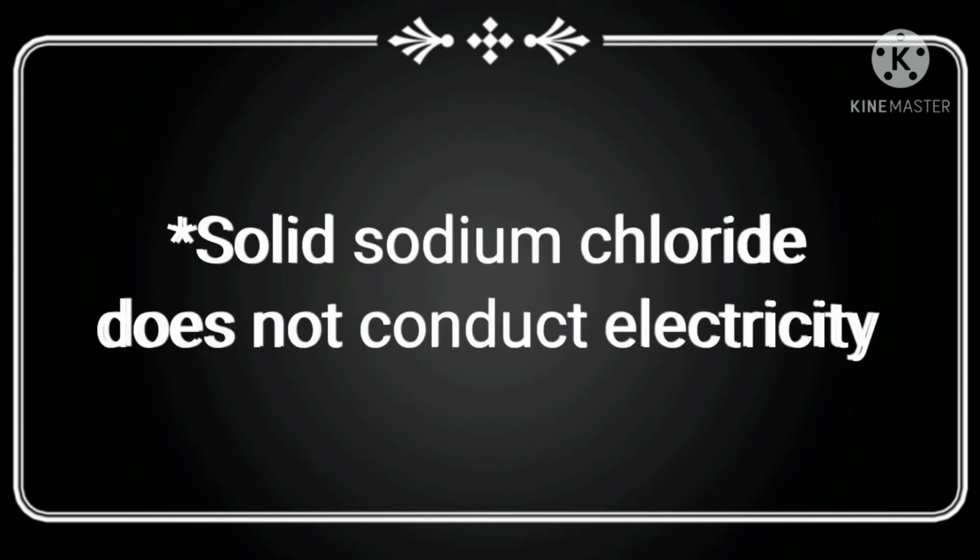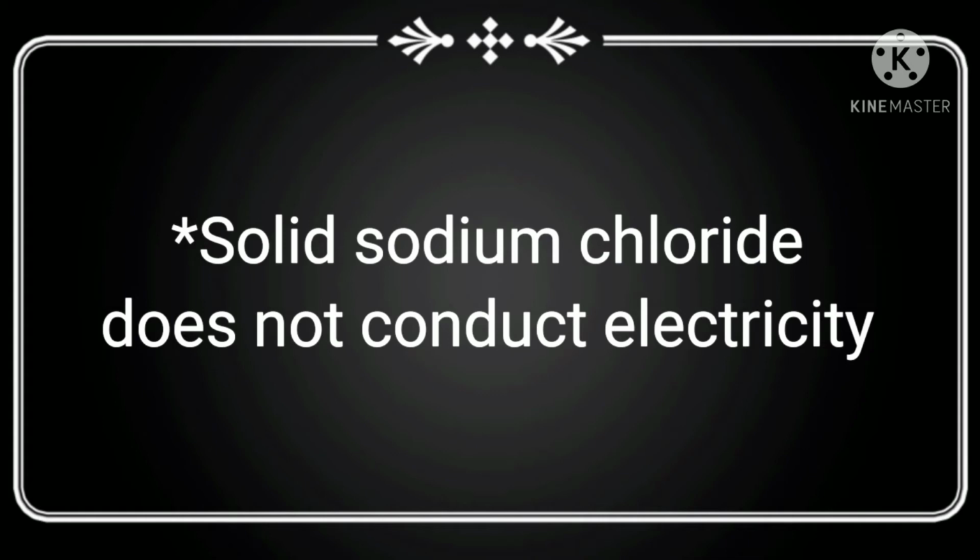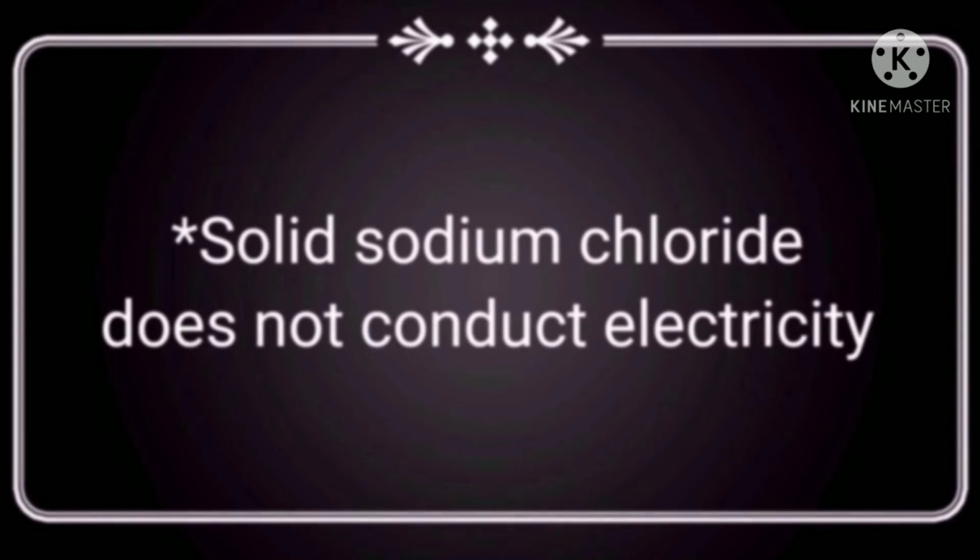Okay. Let us learn some important points. Solid sodium chloride does not conduct electricity. Sodium chloride is an example of an ionic compound. Sodium is a positive charged ion. Chlorine is a negative charged ion. So these ions are well held together by a strong force of attraction. So it has no free ions. Every ion is very closely packed. So this is the reason why solid sodium chloride does not conduct electricity.